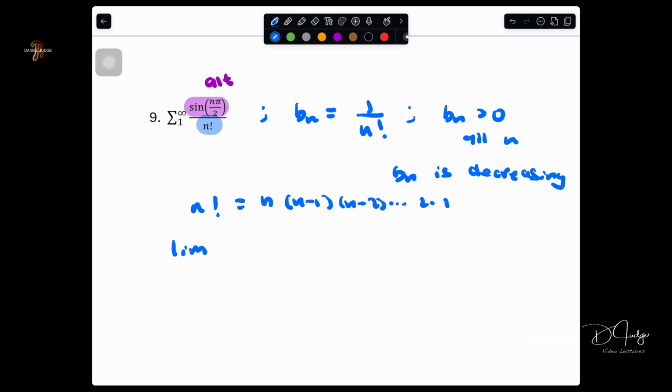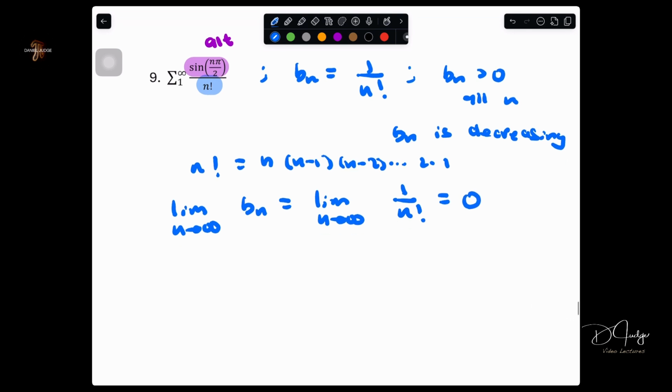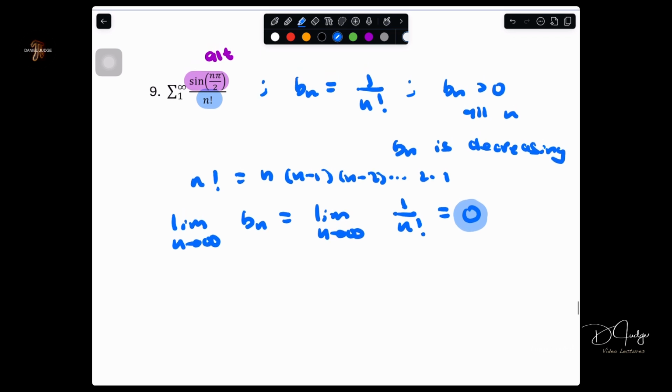So let's take the limit as n goes to infinity of Bn, which is the limit, as n gets big, of 1 over n factorial. Now this is going to be 0 because the denominator is just getting bigger, bigger, and bigger. The numerator stays at 1. So this goes to 0. So it satisfies the terms of the alternating series test. So this thing converges by the alternating series test. We get convergence.